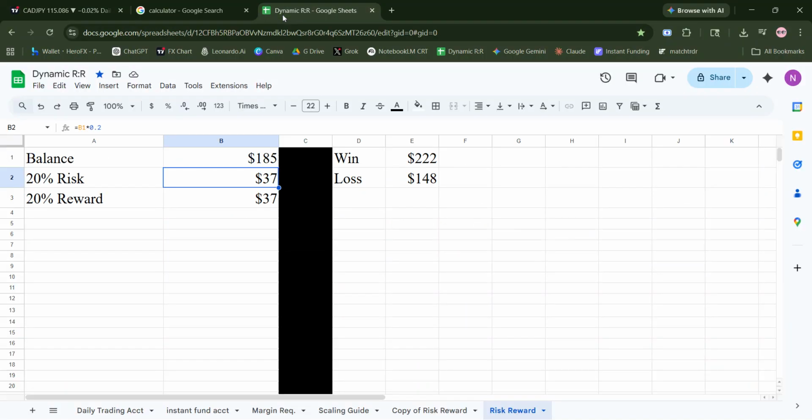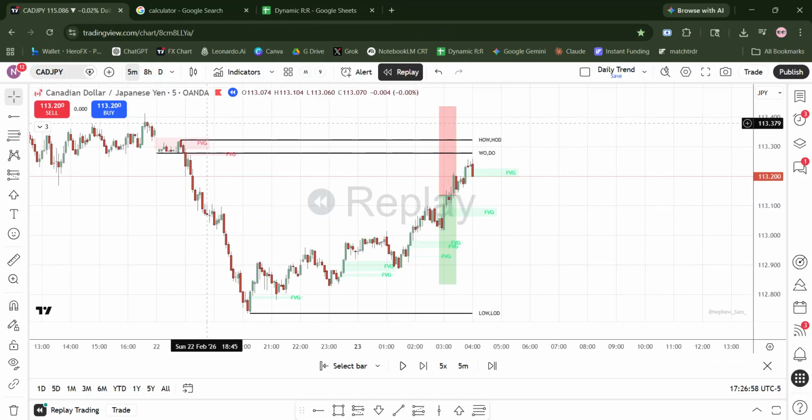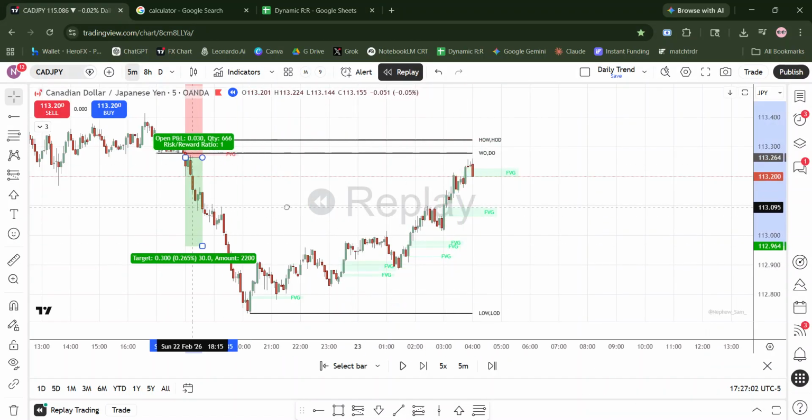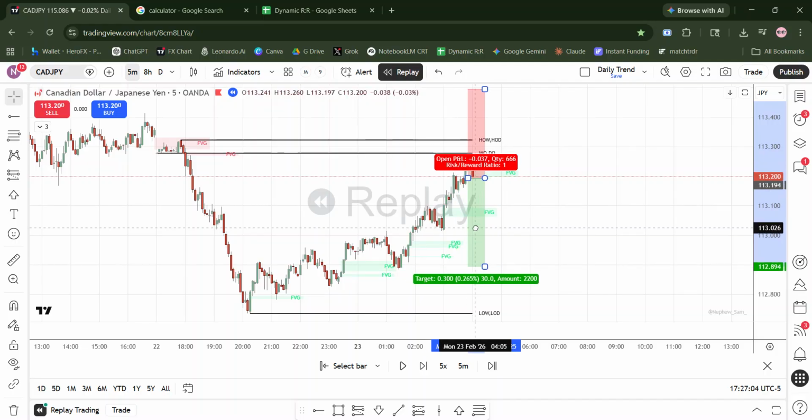Okay, so that one did get taken. So let's say we're down to 170. And then we do have another gap here at the high of the day right there. So we'll enter right here.